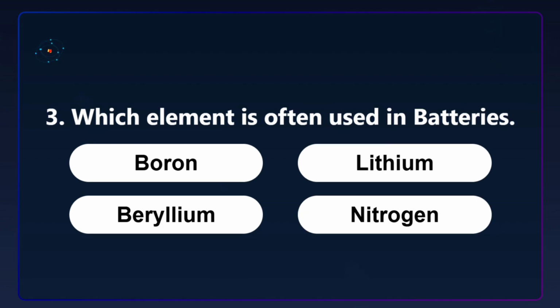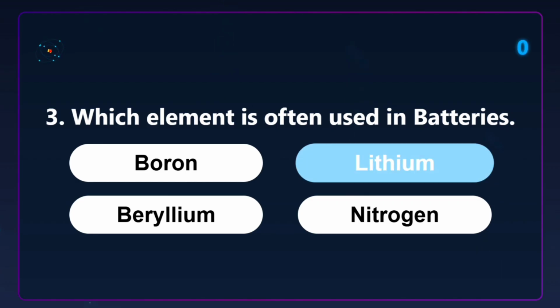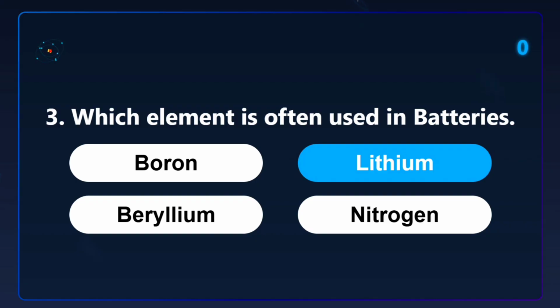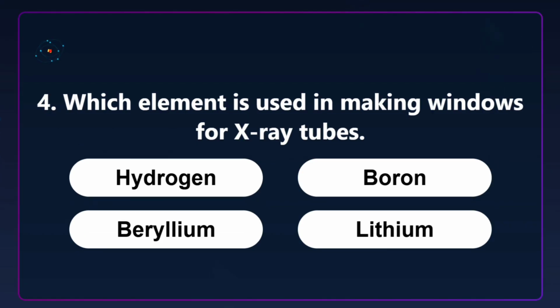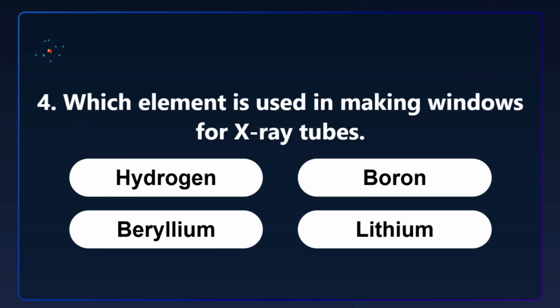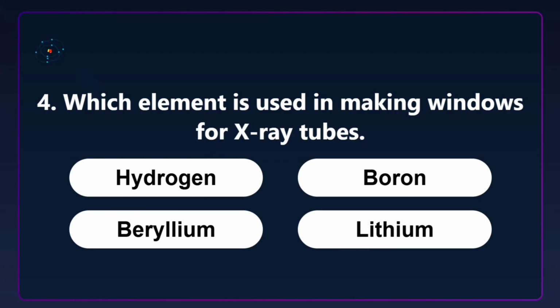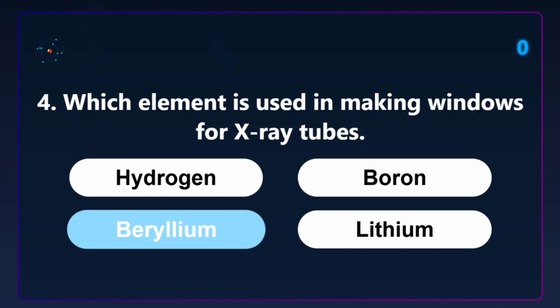Question 3. Which element is often used in batteries? The answer is lithium. Question 4. Which element is used in making windows for X-ray tubes? The answer is beryllium.